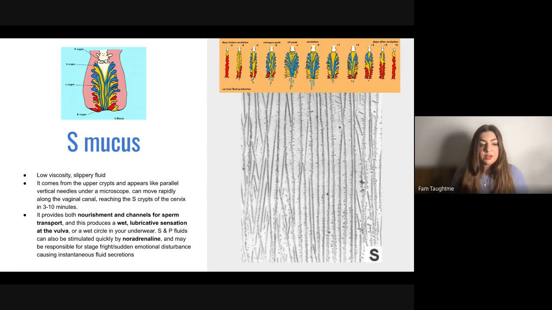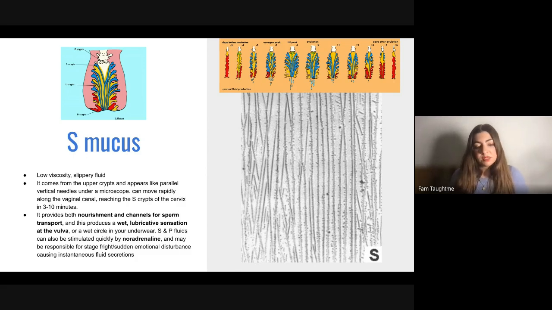Now the S mucus, S sometimes they say stands for sperm. It's a low viscosity or slippery fluid that comes from the upper crypts, which are depicted here in blue, and it helps the sperm move rapidly up the vaginal canal and into the cervix and beyond. And they can reach the S crypts of the cervix, the sperm can, in 3 to 10 minutes when it is present. So it's really like a river for the sperm. It helps move them. It also provides nourishment. It provides the channels for them to swim along, and it is a wet and lubricative sensation at the vulva that we would experience it as.